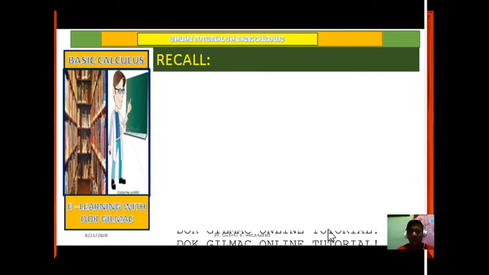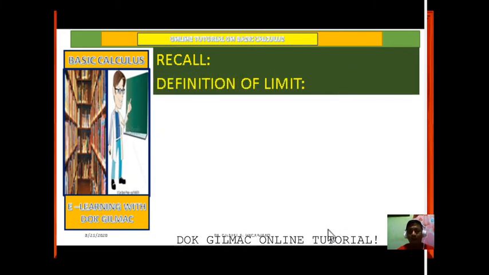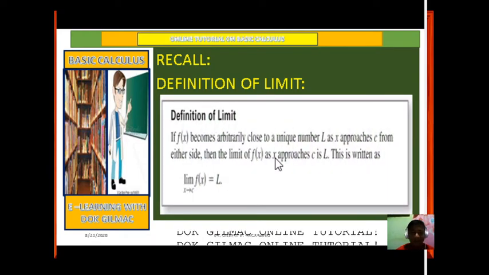Let's have first a simple recall on the definition of limit. If f of x becomes arbitrarily close to a unique number n as x approaches c from either side, then the limit of f of x as x approaches c is n. This is written as the limit of f of x as x approaches c is equal to n.